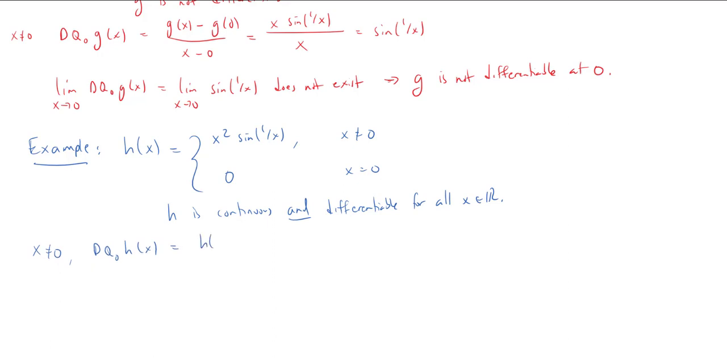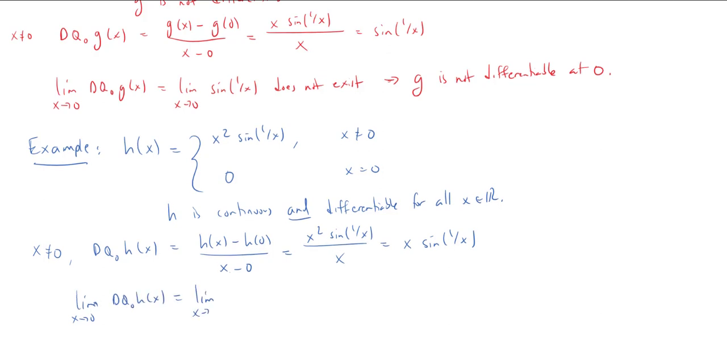Okay, so this is going to be h of x minus h of 0 divided by x minus 0. Okay, away from 0, h is given by x squared sine of 1 over x minus h of 0, which is still 0, divided by x. Okay, x is not 0, so I can cancel, and I get x sine of 1 over x. All right, now I want to take the limit as x goes to 0 of this difference quotient. So that'll be the limit as x goes to 0 of x times sine of 1 over x.